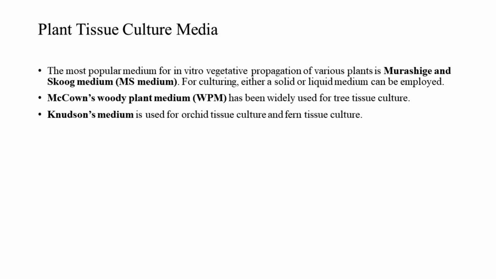Plant tissue culture media. The most popular medium for in vitro vegetative propagation of various plants is Murashige and Skoog medium, MS medium. For culturing, either a solid or liquid medium can be employed. McCown's woody plant medium, WPM, has been widely used for tree tissue culture. Knudson's medium is used for orchid tissue culture and fern tissue culture.